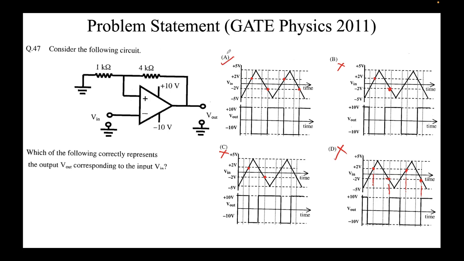I'll again pause a bit and just summarize what we had talked about. So we had taken this to be an ideal op amp, and we saw that this is a positive feedback. And if you are familiar, this is a typical circuit of a Schmitt trigger.